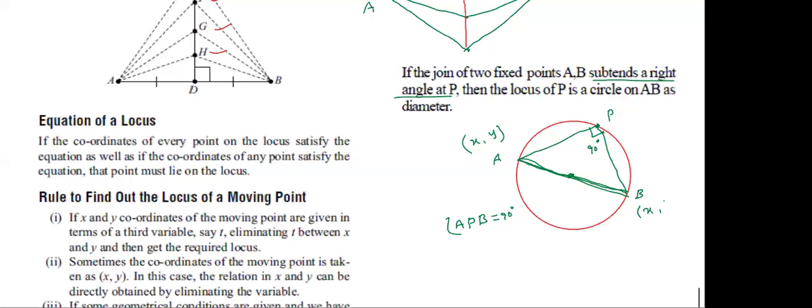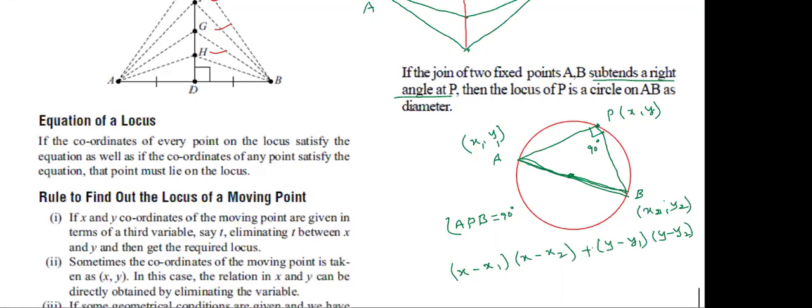How to find the equation of a circle? This is the formula. This is (x1, y1), this is (x2, y2), and P is the locus, (x, y). How to find that directly? Shortcut method: (x minus x1) into (x minus x2) plus (y minus y1) into (y minus y2).